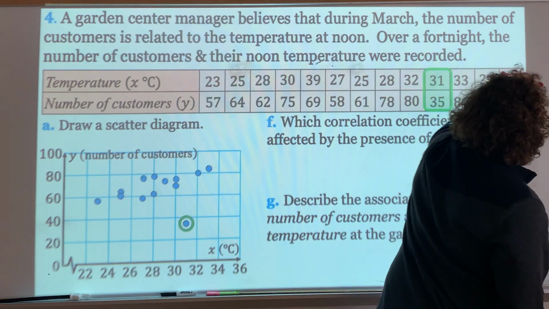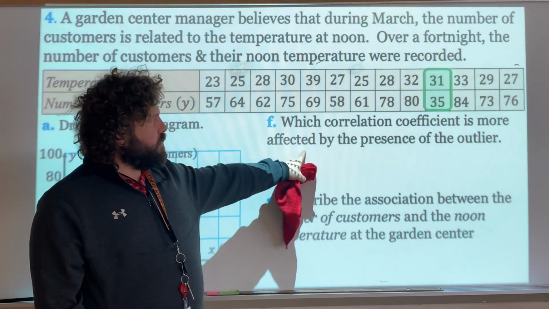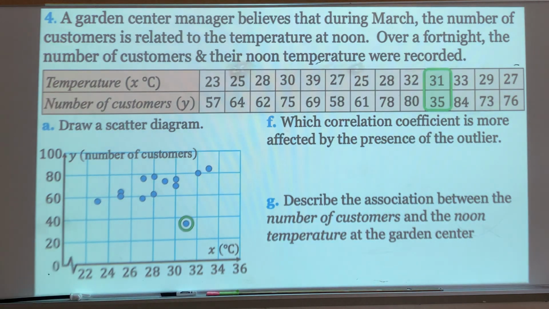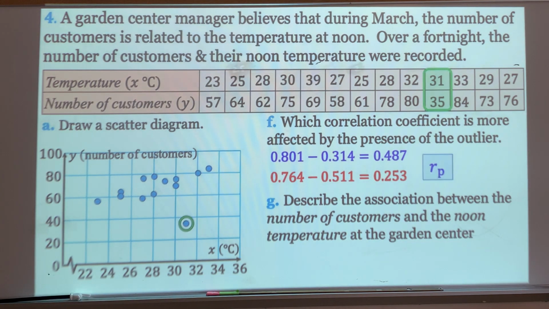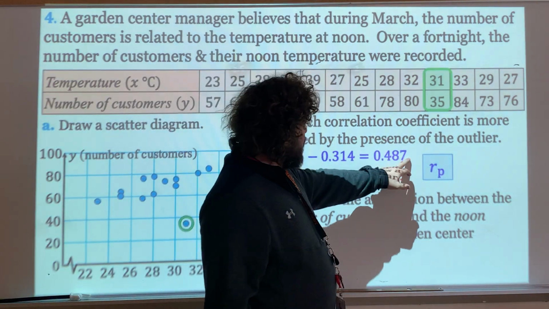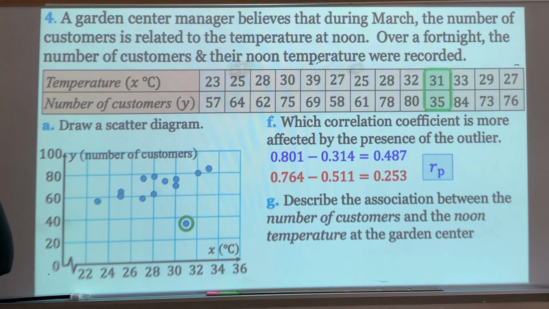Here are some more questions. We have our scatter diagram. Which correlation coefficient is more affected by the presence of the outlier? Which one do you think it was? These are the differences between the two. It was R_P. The Pearson had a difference of 0.487. The Spearman only had a difference of 0.2530, right?